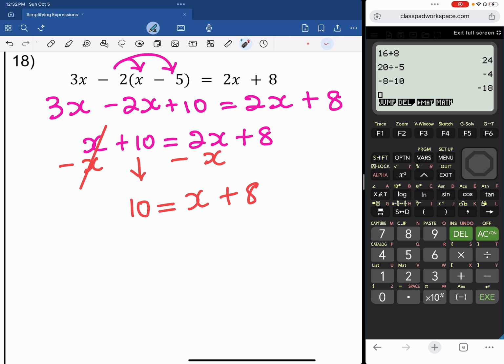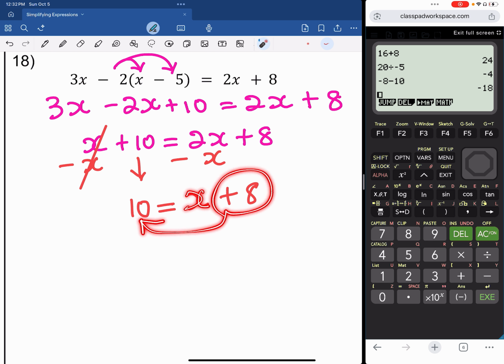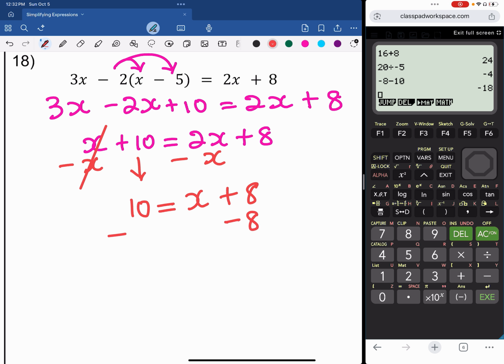Again, I need to get x by itself. It's okay that x is now on the right side. I could still try to get it by itself on the right side by doing the opposite of adding 8. So I need to move this 8 over to get x by itself right here. So I'll subtract 8 from both sides. 8 minus 8 is going to cancel out. We know that 10 minus 8 is just 2, is equal to x.